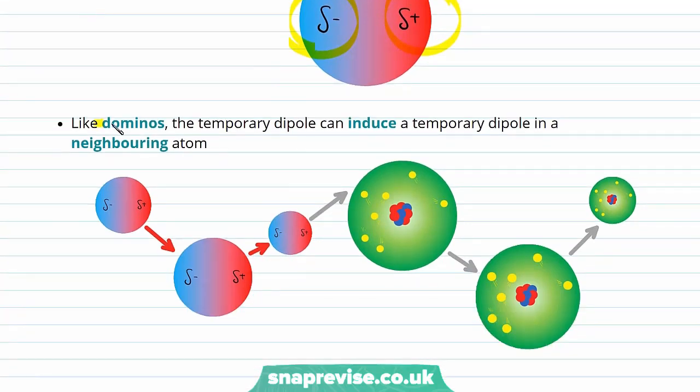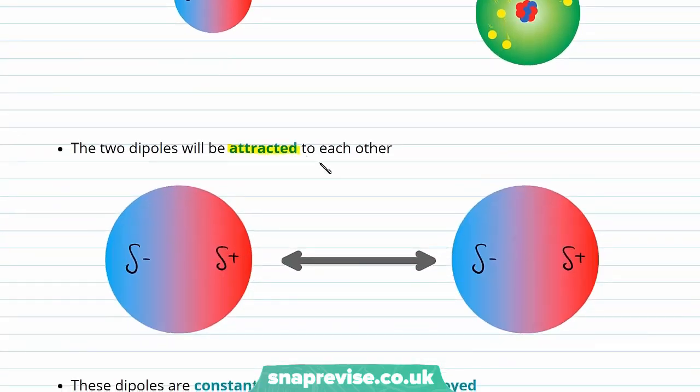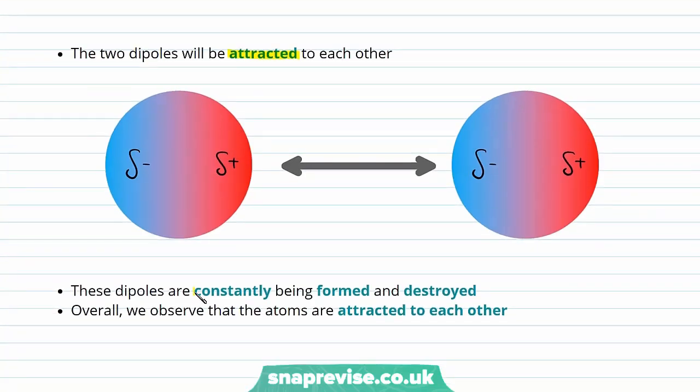Like dominoes, the temporary dipole can induce a temporary dipole in its neighbouring atom. So you can see here a temporary dipole where we have the negative on this side and the positive on this side has induced a dipole in the neighbouring atom and its neighbour, and this goes on to induce temporary dipoles in the neighbouring atoms. Now the two dipoles will be attracted to each other. The temporarily positive end of one molecule will be attracted to the negative end of another. Now these dipoles are constantly being formed and destroyed, but overall what we observe is that the atoms are attracted to each other.